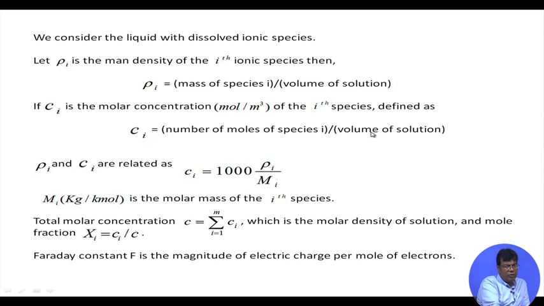So, the number of moles per volume, and another important quantity which we require is the mole fraction. If the net concentration is governed by this summation, then the mole fraction of a particular ionic species, xi, is the number of moles of this species per the net amount of moles. So, Ci by C measures the mole fraction of the ionic species.